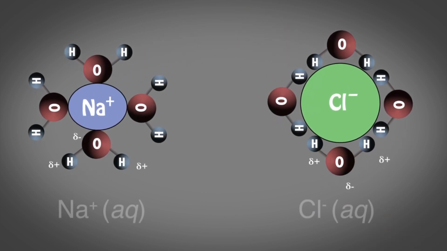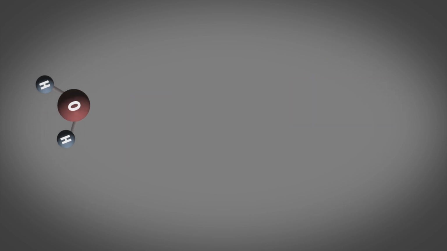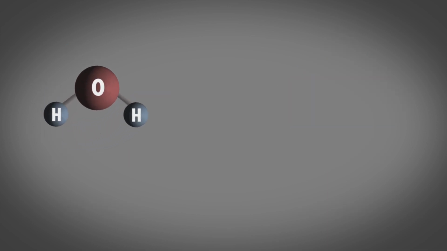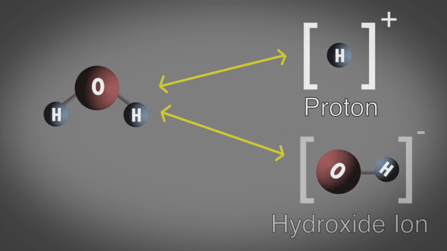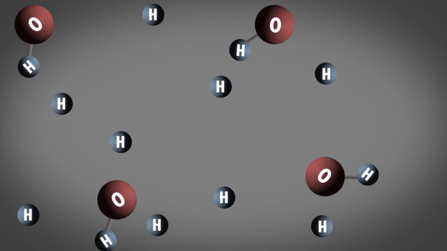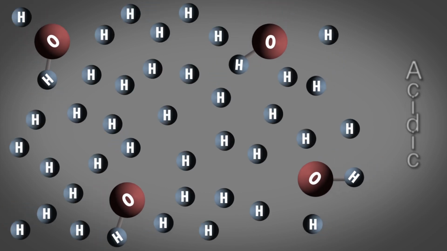In addition, water itself is dynamic in that there is always a certain percentage of water molecules that are dissociated and exist as the hydrated proton and the hydrated hydroxide ion. The type and amount of dissolved species affects the relative percentages of the protons and hydroxide ions that exist in the aqueous solution.